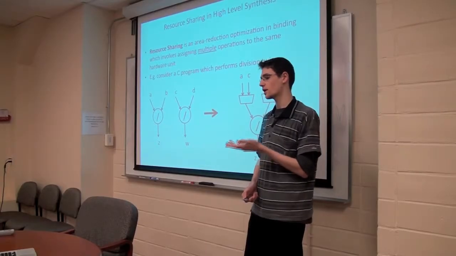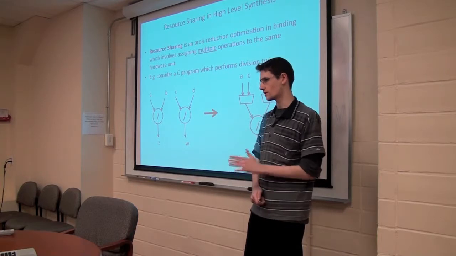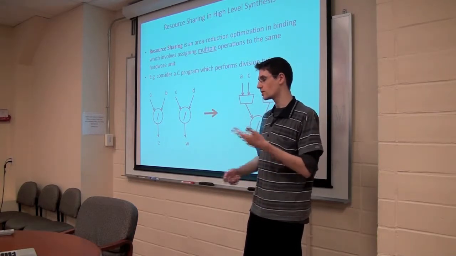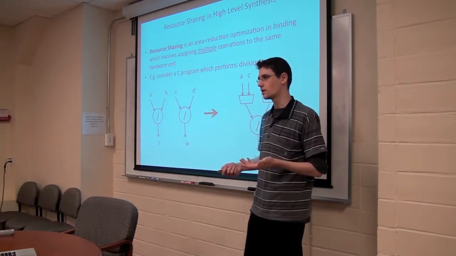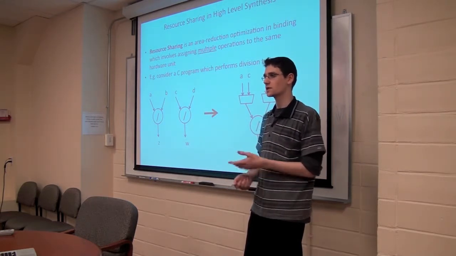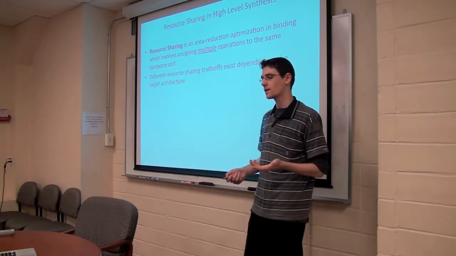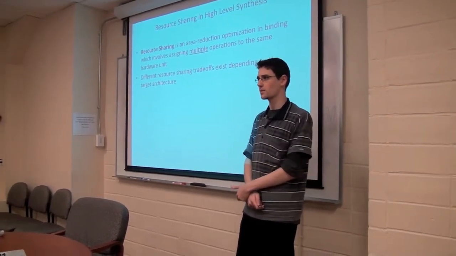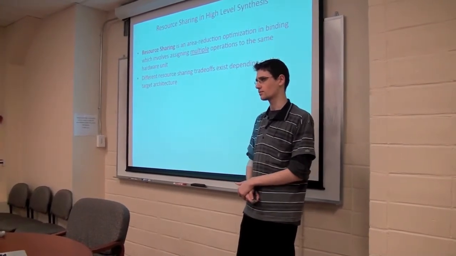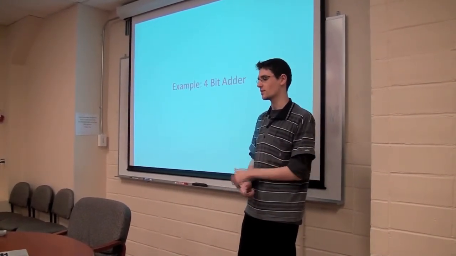So we can do this as long as the output of the divider is not required in the same clock cycle both times. But the reason we do this is to reduce area, because division is such a large hardware unit. But while that might be obvious for division, it's not necessarily obvious for other operators. And so really what motivates this work is that different resource sharing trade-offs exist depending on which operator is being shared. So let me give an example to explain why that might be the case.